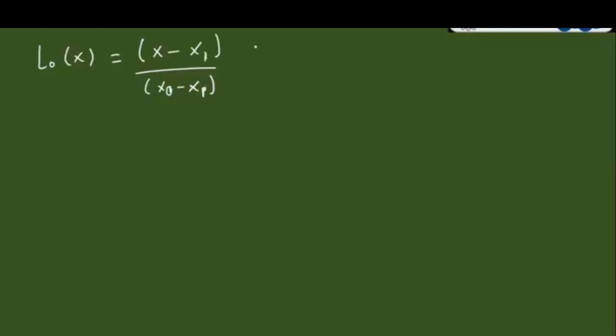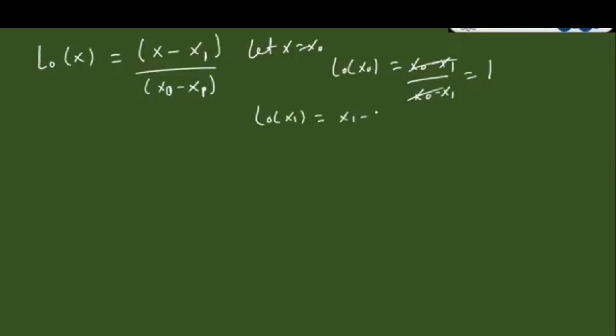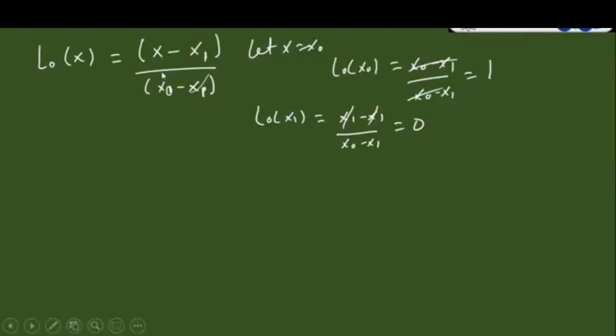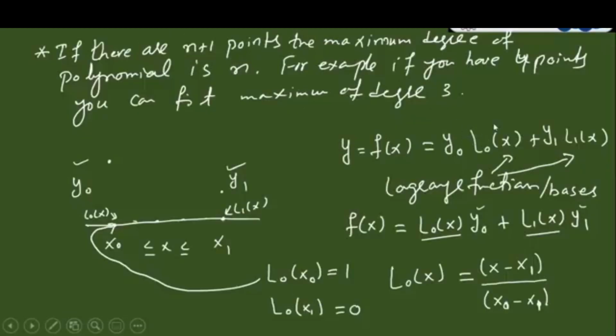Okay, so now check it. Let x equal x naught. If I put x naught there, I will get L naught at x naught equal to 1, obviously, because it cancels out. And similarly, if I put x1 into L naught, I will get x1 minus x1 divided by x naught minus x1, which is 0, because they will cancel out. So it has the characteristic we are looking for: L naught has to be 1 at x naught and L naught at x1 should be 0. So now I just need to take this function and put it here.